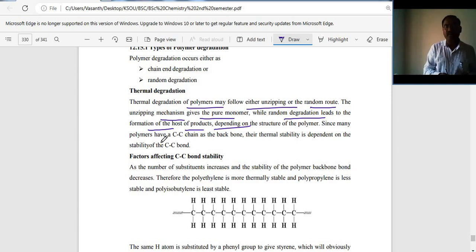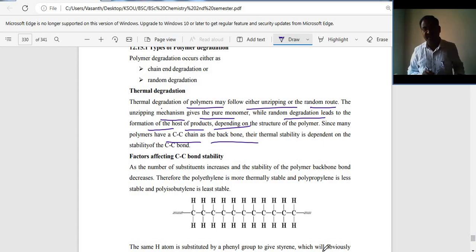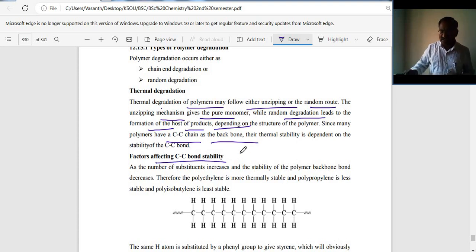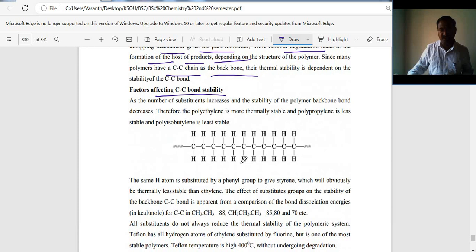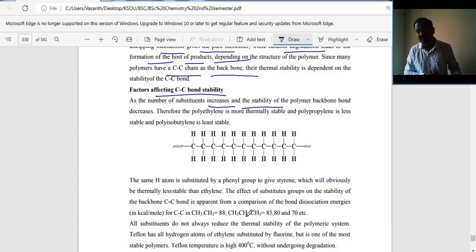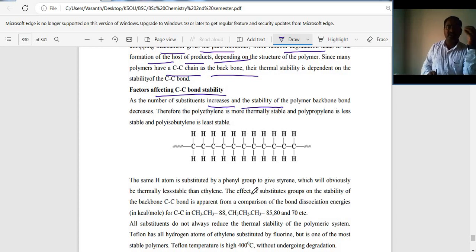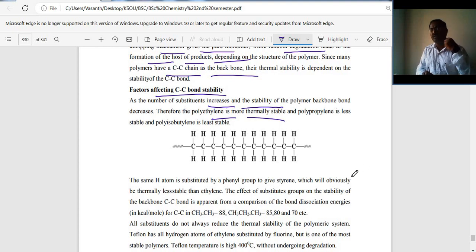Since many polymers have a carbon-carbon chain as the backbone, their thermal stability depends on the stability of the carbon-carbon bond. As the number of substituents increases, the stability of the polymer's backbone bond decreases. Therefore polyethylene is more thermally stable, polypropylene is less stable, and polyisobutylene is least stable.